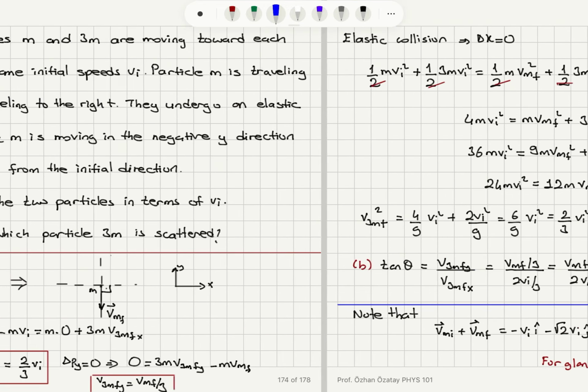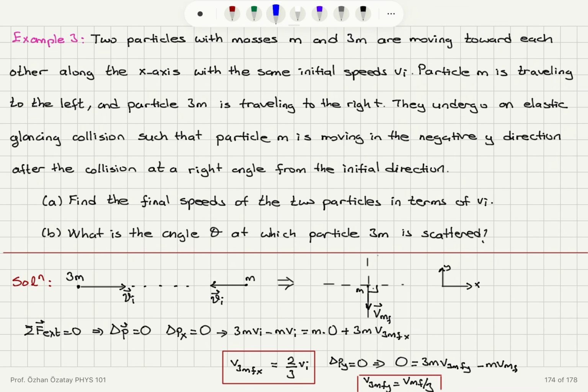Okay, so to summarize, we have gone through an example of a glancing elastic collision. 3m initially moving with velocity Vi to the right, m moving with velocity Vi to the left. They collide. m starts moving in the negative y direction with Vm final velocity. I want to know the final speeds of the particles in terms of Vi and the angle at which the particle with mass 3m is scattered.